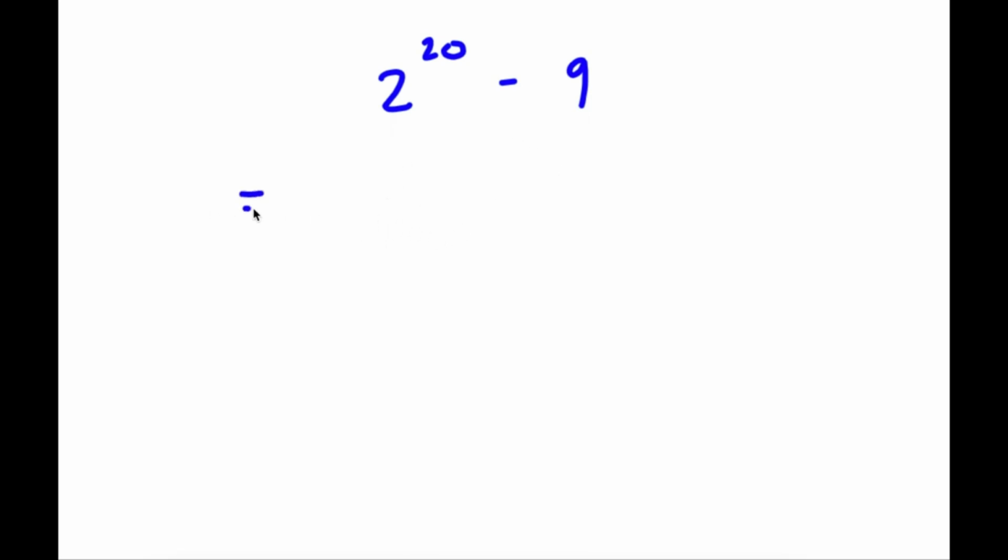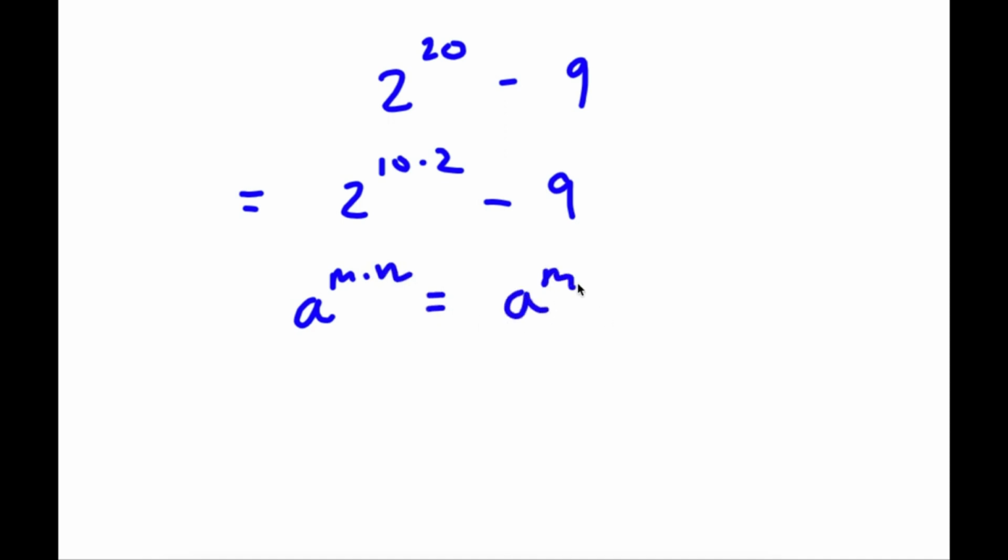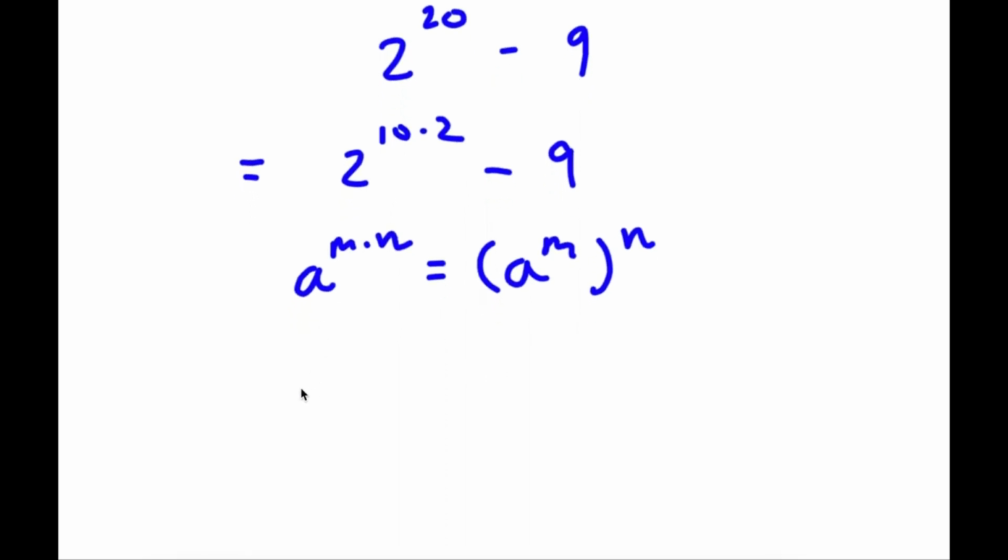Now first off, 2 to the power of 20 we can rewrite as 2 to the power of 10 times 2, because 20 is equal to 10 times 2. Now I have minus 9. Now, if I have something in the form a to the power of m times n, this is equal to a to the power of m to the power of n. So 2 to the power of 10 times 2, that's going to equal 2 to the power of 10 to the power of 2. Now, I have this minus 9, we can rewrite as 3 squared.